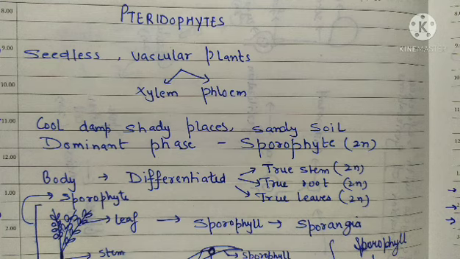So let us see the other features of pteridophytes. The main plant body is diploid. It is multicellular, photosynthetic, and vascular tissue, that is xylem and phloem, are present, and it has a dominant phase, that is sporophyte, and the plant body is differentiated.